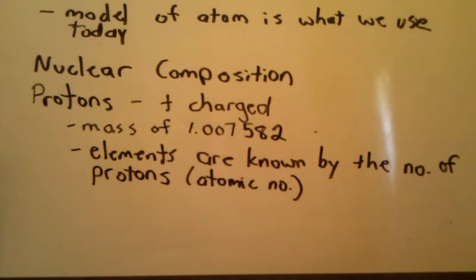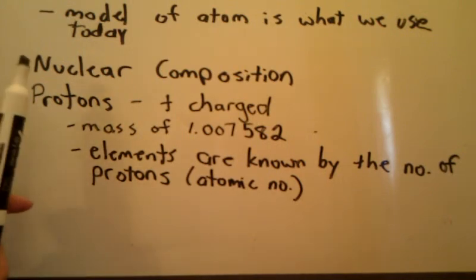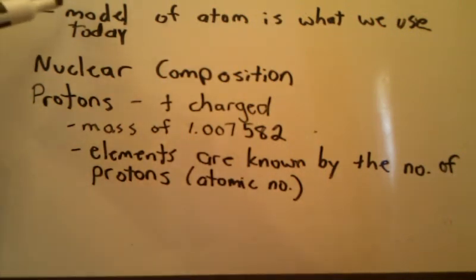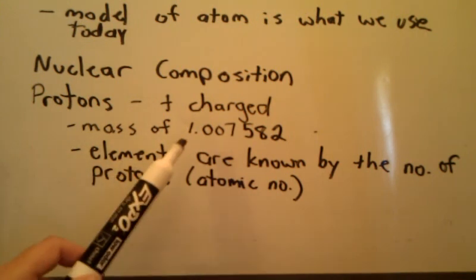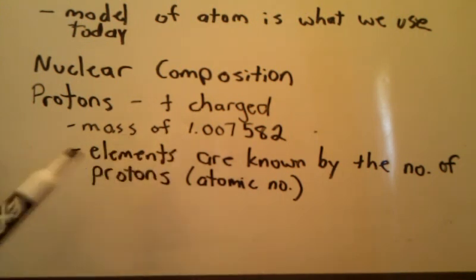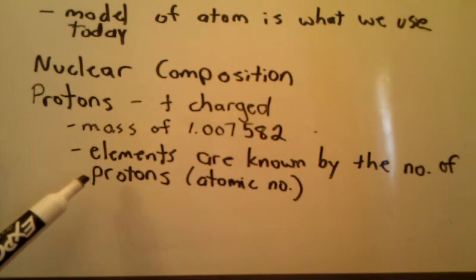Now let's talk about neutrons. We said Bohr's model of the atom is what we use today. Now we're going to talk about nuclear composition. Protons are positively charged. They have a mass of 1.007582. Elements are known by the number of protons, which is called the atomic number. Now we're going to talk about neutrons.